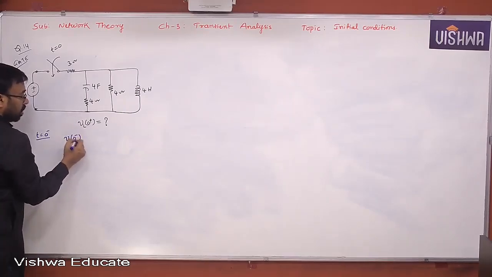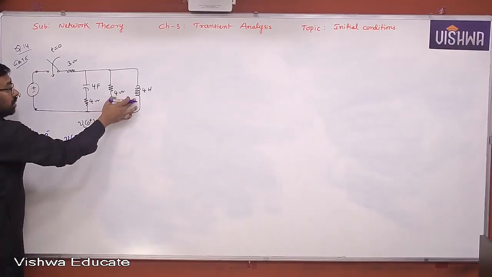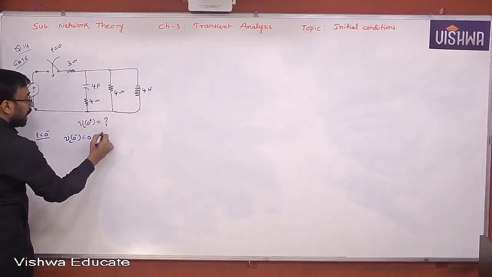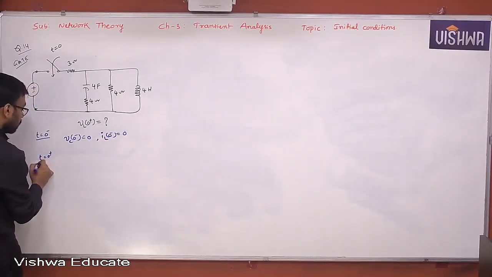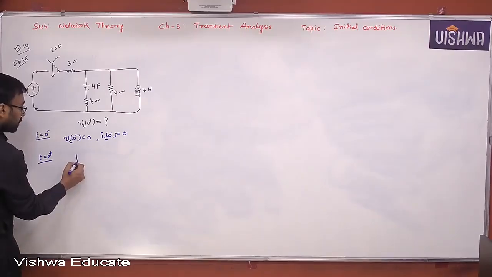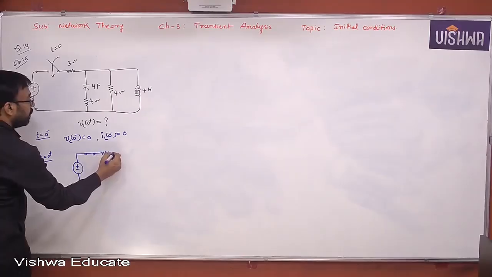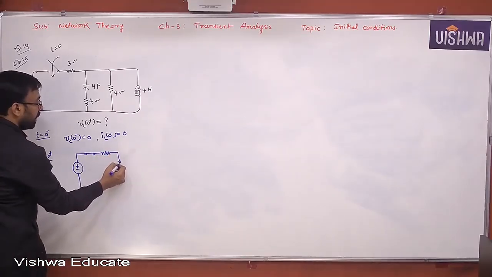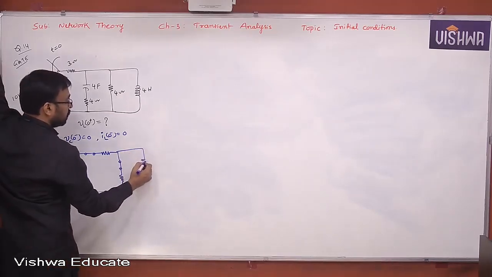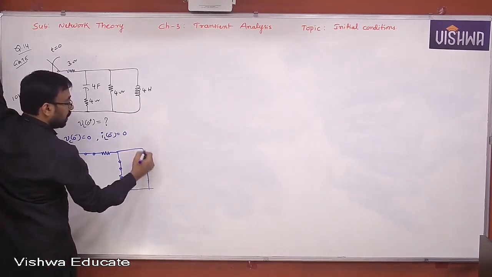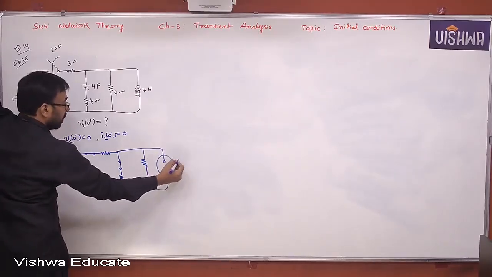So VC of 0 minus is how much? 0. And it is uncharged because it did not give any information on both inductor and capacitor. Therefore, IL of 0 minus is also 0. At t equal to 0 plus, you construct the equivalent circuit something like this. The switch is closed, resistor remains resistor, capacitor behaves like a short circuit. The inductor is behaving like what? Open circuit.